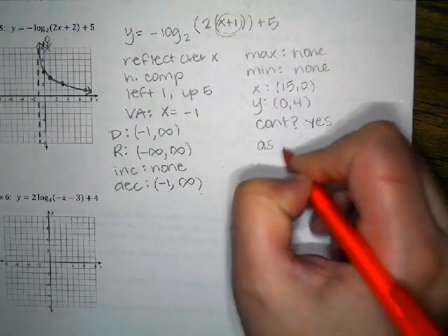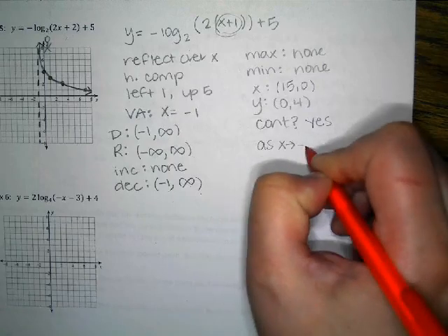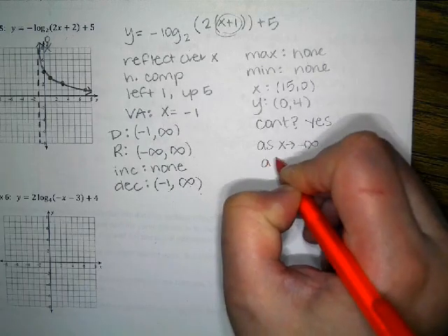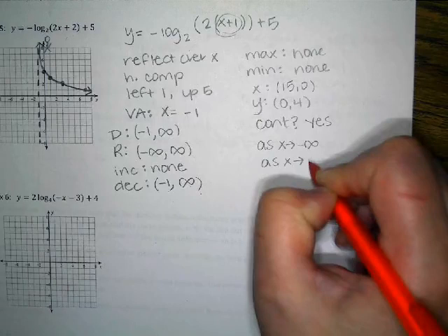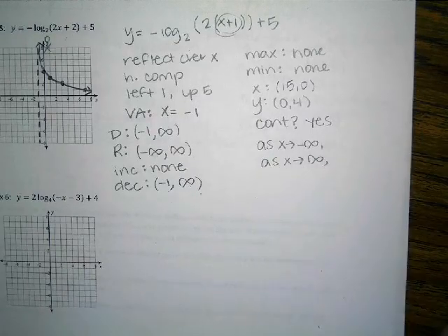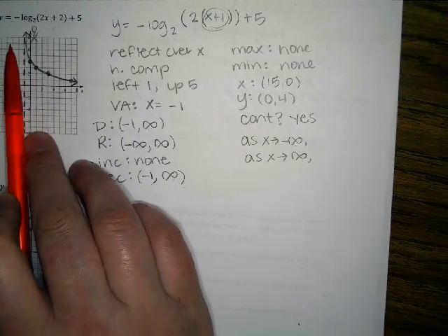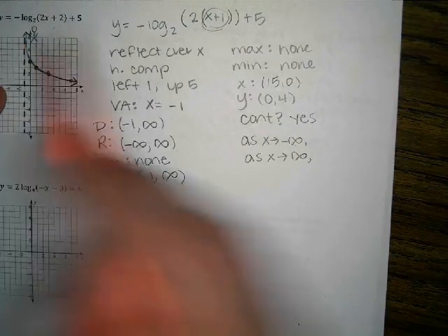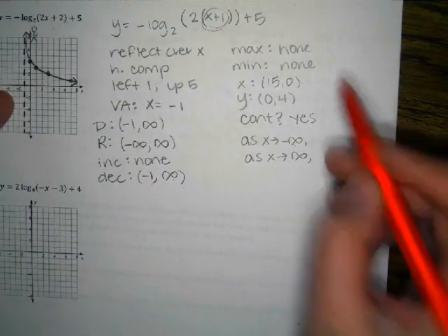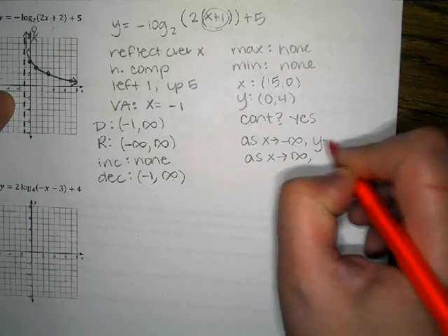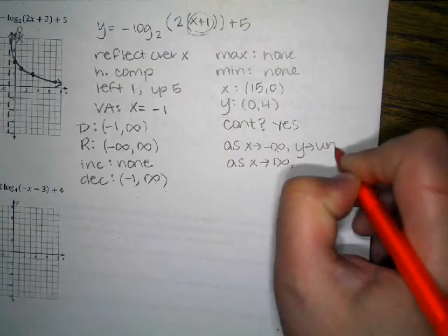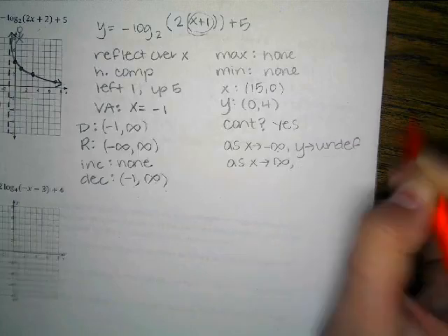Now, the left arrow tried to go left forever, but was it able to get past -1? No. So we're going to say it could not get past -1, so y is undefined. What does the right arrow do? Positive infinity or negative? Negative, it's going down. Okay.